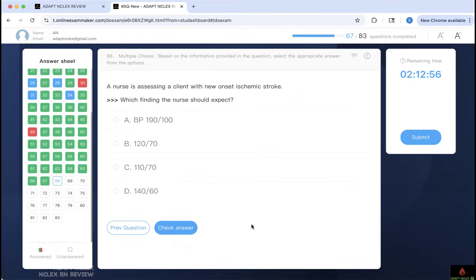And this is assessing a client with a new onset ischemic stroke. Which finding do you expect next? If you have a stroke, we allow permissive hypertension. That's all. Therefore, which one should you expect? This blood pressure is too low, you're going to have more stroke. This is also normal, more stroke. This is better, and this is the best.